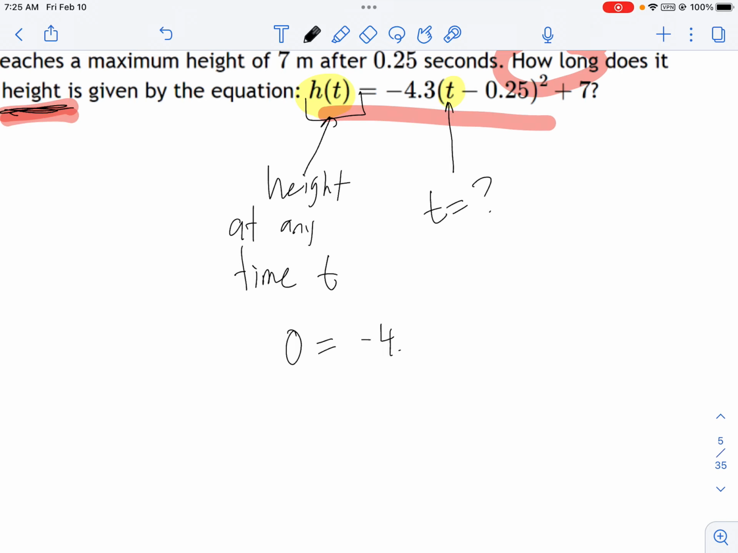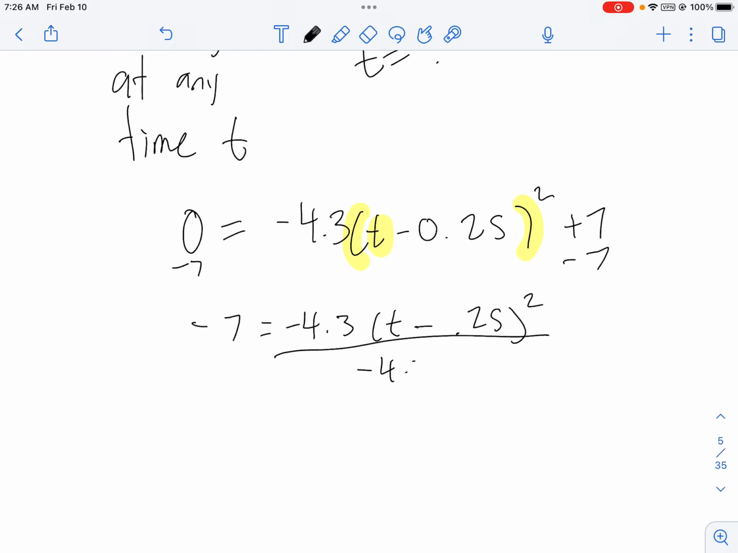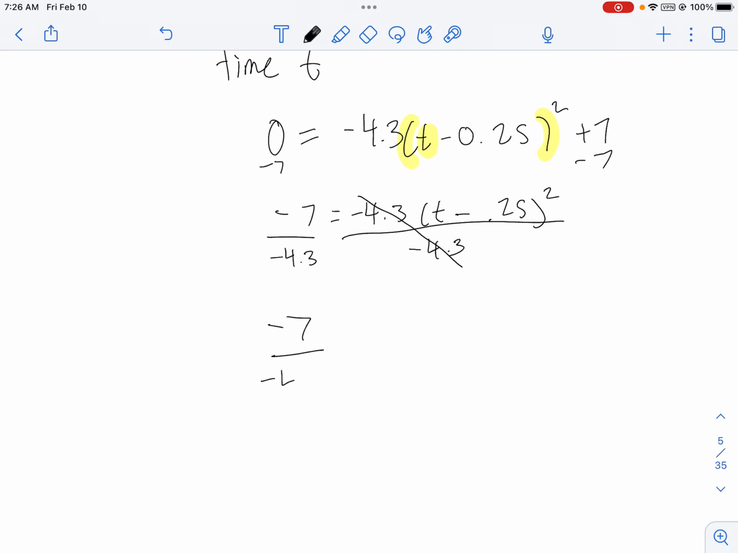And then we get 0 equals negative 4.3 (t minus 0.25) squared plus 7. Now we would just solve. Your goal is to solve for t. It's currently in a set of parentheses, so get the parentheses alone. So I would subtract 7. So we have negative 7 equals negative 4.3 (t minus 0.25) squared. Divide by the negative 4.3, and those will simplify with each other. Now you have negative 7 over negative 4.3 equals (t minus 0.25) squared.